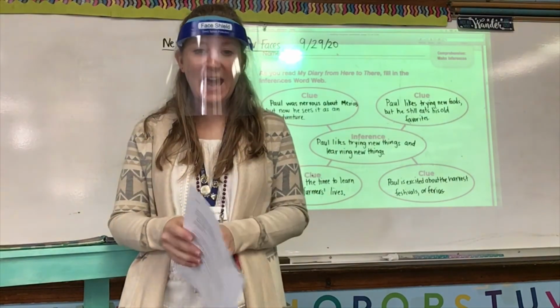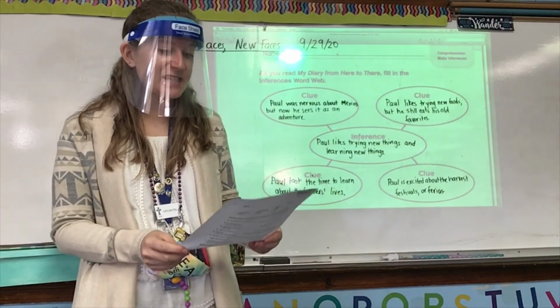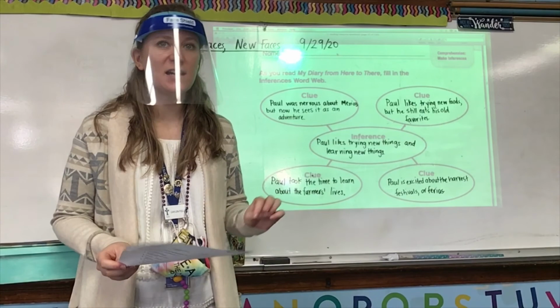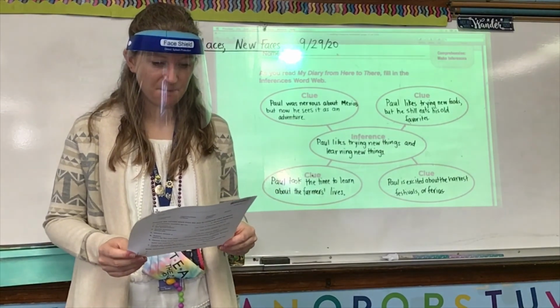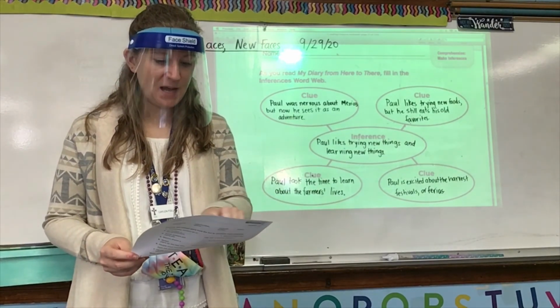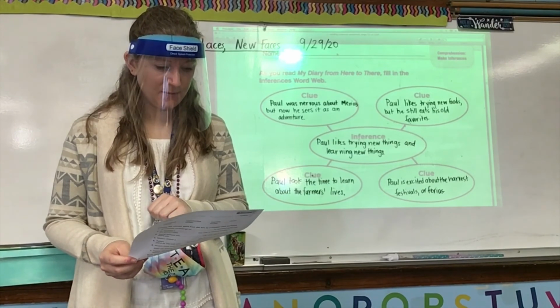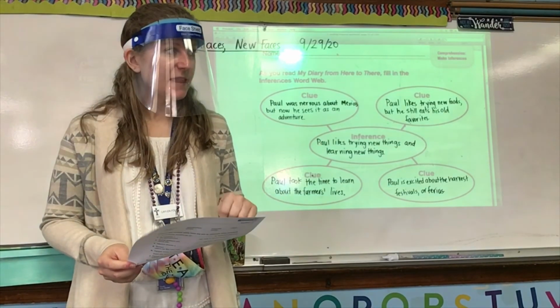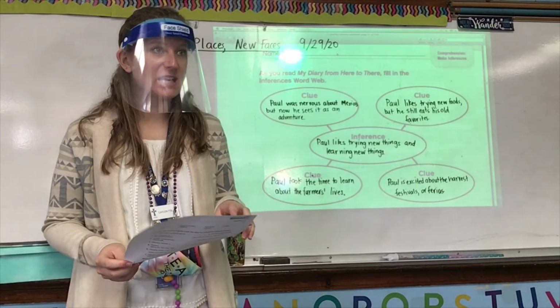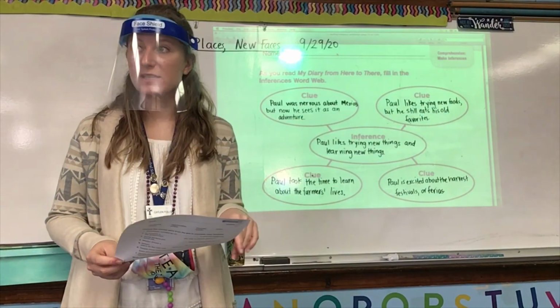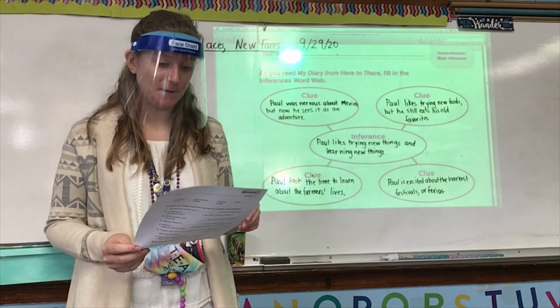Okay, now look at the back. This is the skill side. The skill we're working on is making inferences. Make sure you read the box at the top. That box is going to help you. It's going to tell you exactly what making an inference is. It's going to give you an example.